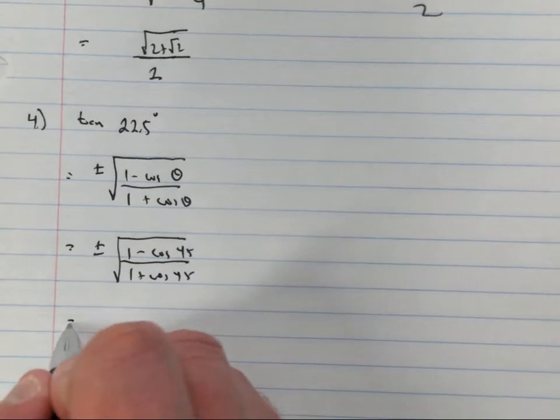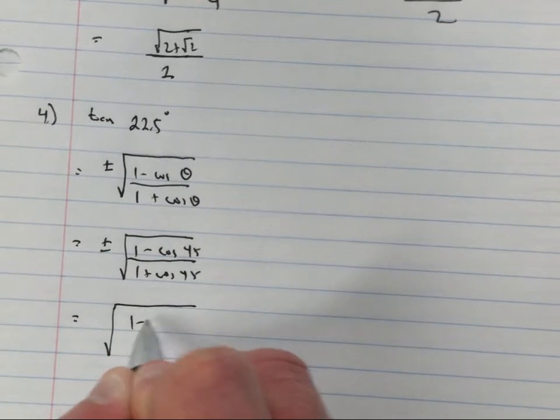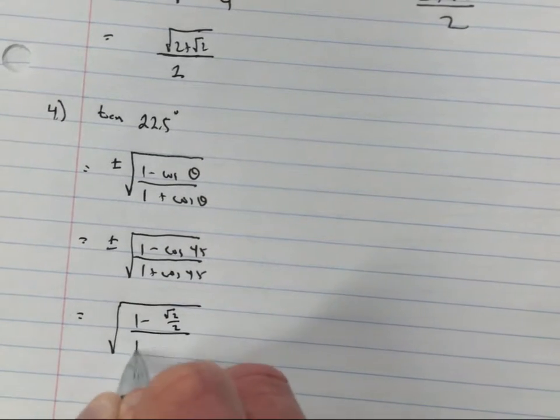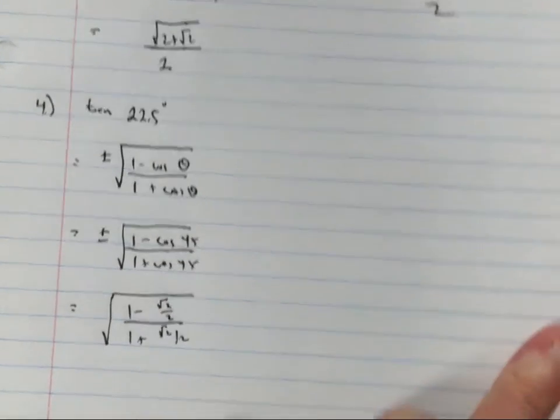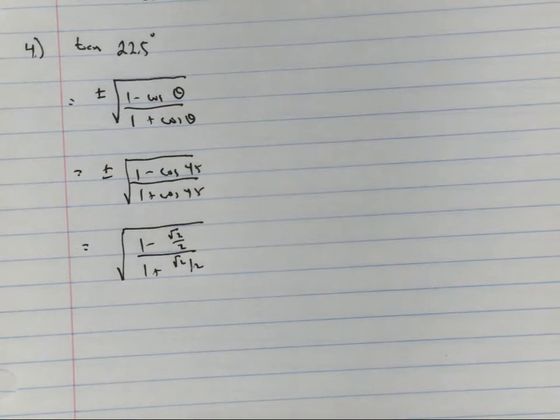Alright. 1 minus square root of 2 over 2, over 1 plus square root of 2 over 2. Cosine of 45 is root 2 over 2. Still with that on? Good. Alright, now, what do I need to do?